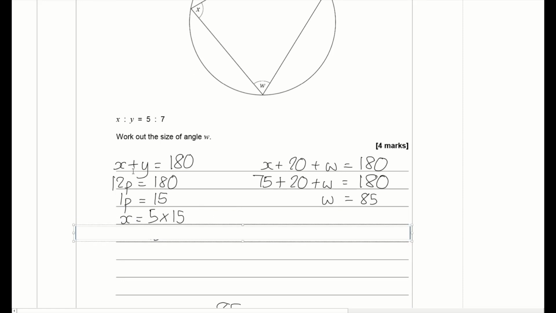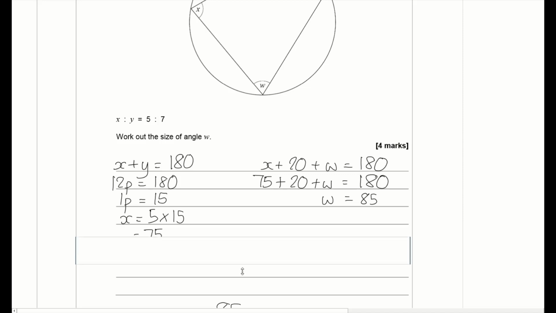Now if we look at x plus y equals 180, we can split it into 12 parts, 5 plus 7. If 12 parts are equal to 180, then one part is equal to 15. Now we're only really interested in the value of x, which is 5 parts. So 5 times 15 gives us an answer of 75. So we already know x equals 75.